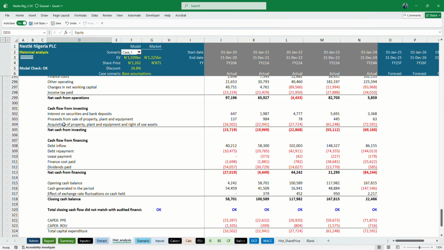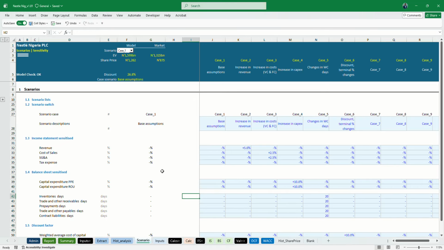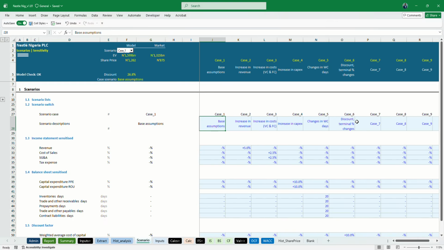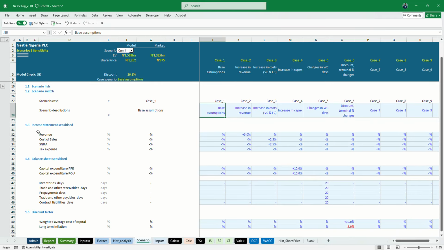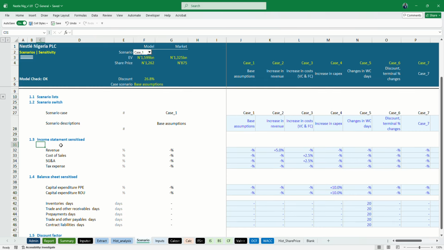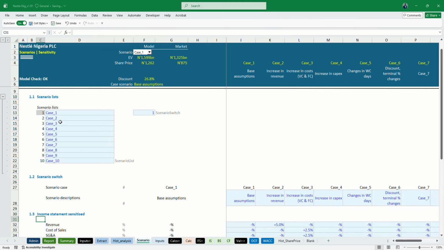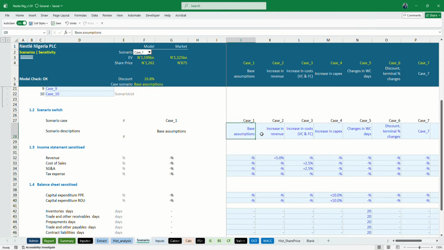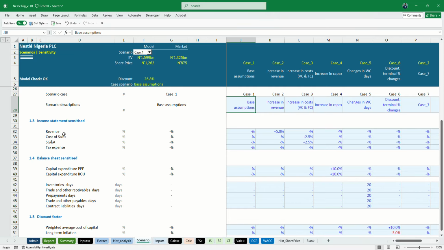We also included scenarios. Should scenario come first or input? I think input should come first, but since we have it like this, that's fine. So we've created 10 different scenarios that can be incorporated into the model. First, for the income statement, we have the revenue. Let me open this. Yeah, so these are just the names of the cases, where you can update your scenario description in here.